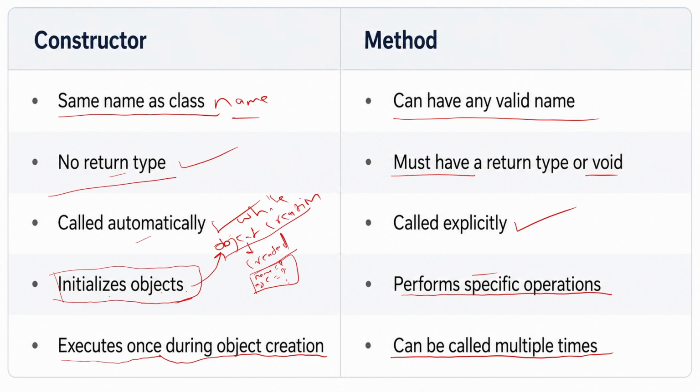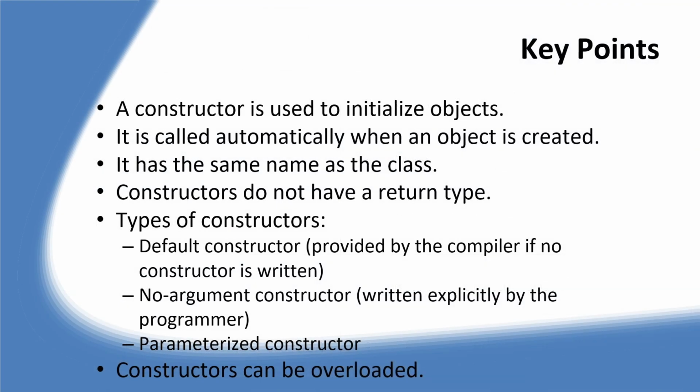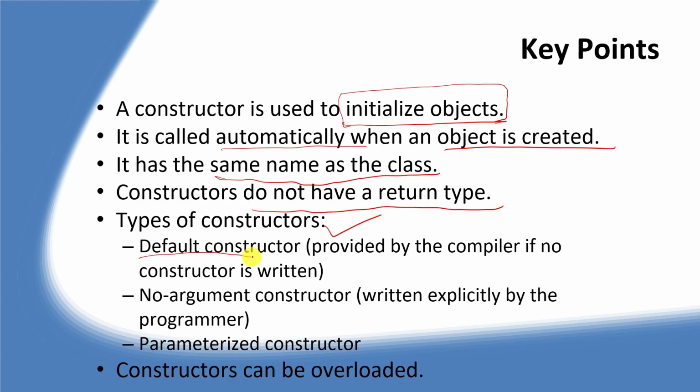So let's quickly summarize what we have learned so far. A constructor is used to initialize objects. Now we understand the meaning of initializing objects. After object creation, we assign values to the properties. It is called automatically. We have seen how it is called automatically, and when: at object creation. It has the same name as the class name and does not have a return type. What are the types of constructor? We have seen the default constructor provided by the compiler. If you don't write one, it will be automatically generated, and it will work normally. A no argument constructor has zero parameters. If you are passing parameters, it is a parameterized constructor. And how a constructor can be overloaded, we have seen with the examples.